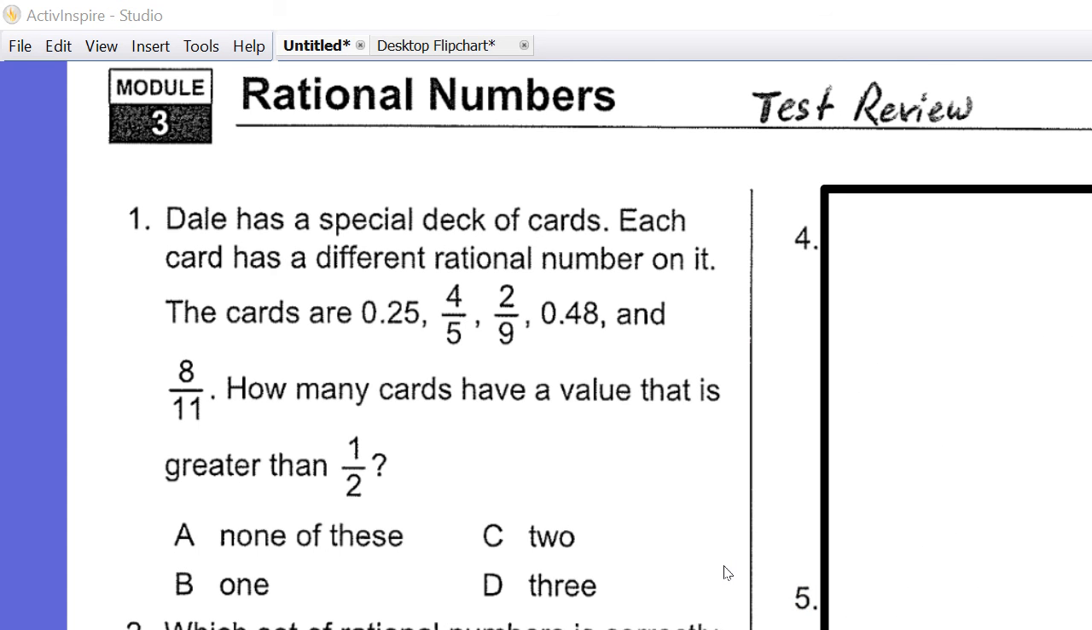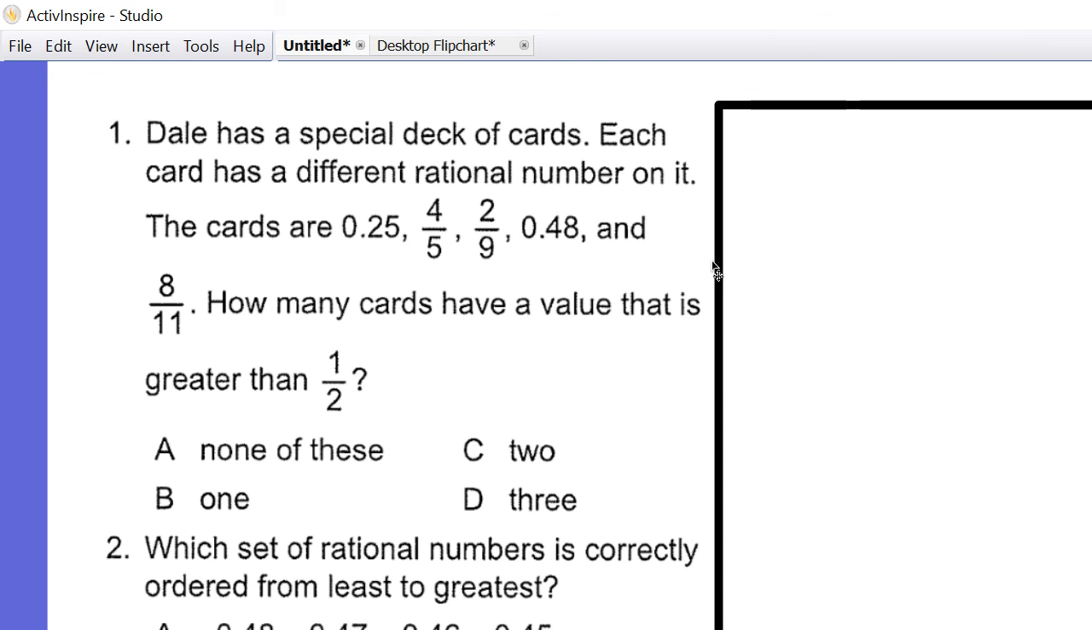Okay, this is the Module 3 test review. Answer key. Start with question number 1. It says Dale has a special deck of cards. Each card has a different rational number on it. The cards are 0.25, 4 fifths, 2 ninths, 0.48, and 8 elevenths. How many cards have a value that is greater than 1/2?